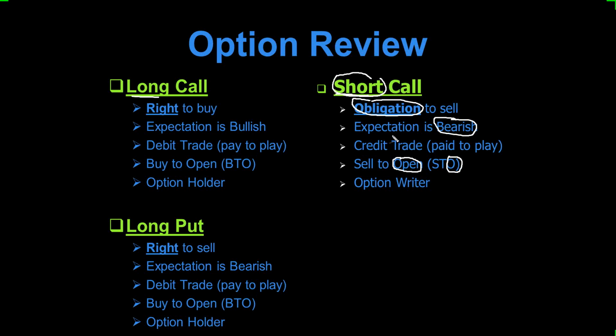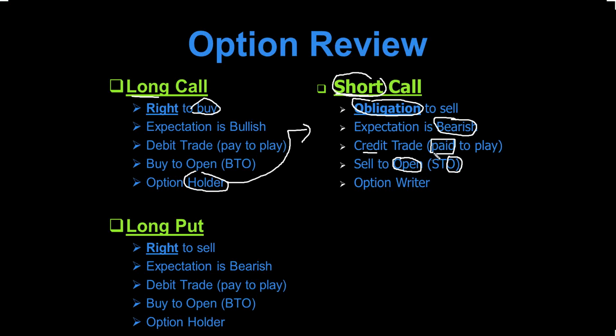The difference between a right and an obligation is with an obligation, I have no choice. And who do I have no choice to? The buyer. The buyer is the holder of that contract. They're going to enforce their contract terms on me if it meets the particular parameters that force me to do this. So I'm obligated. It's a credit trade. So I get paid to play.